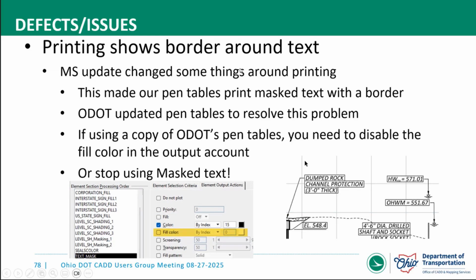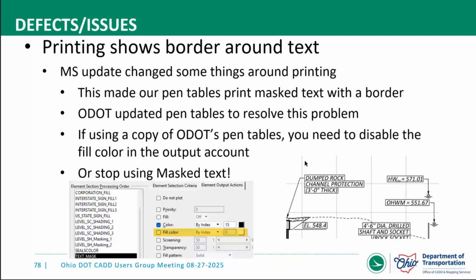So another issue that came out with 24, which we fixed, but you might have seen or you might still see, depending on what you're using as your pen table. Basically, if you print and you notice all your text has boxes around it, something changed with 24, and I think they fixed something that we were addressing in our pen table, and now we don't need to address it.